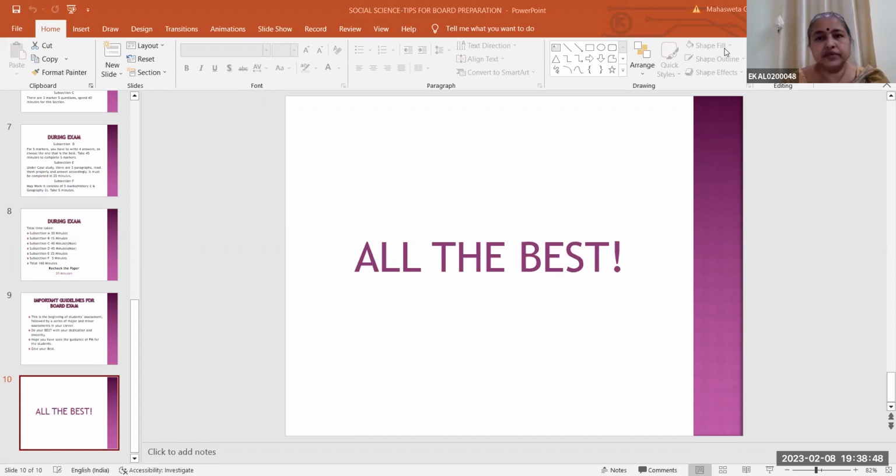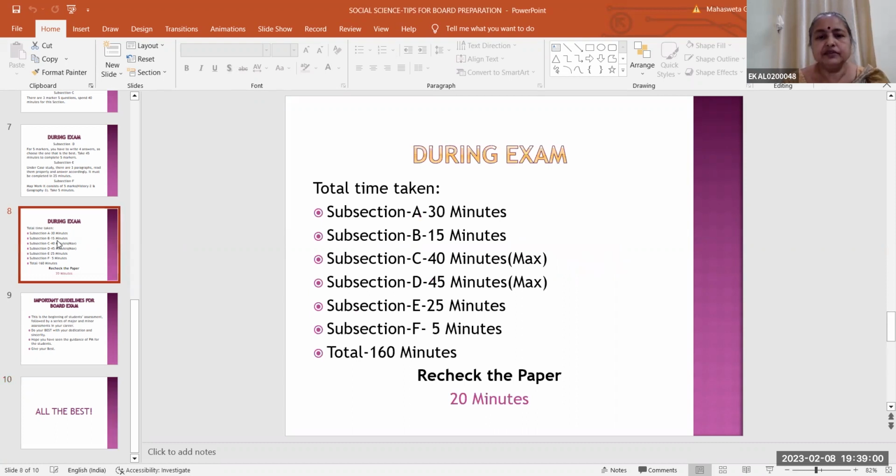Please go through the time management that already I have shared. How much time you'll spend for each subsection is very important to make the best time for writing and rechecking the paper. I'm sure all of you will follow this and will be able to get very good marks.